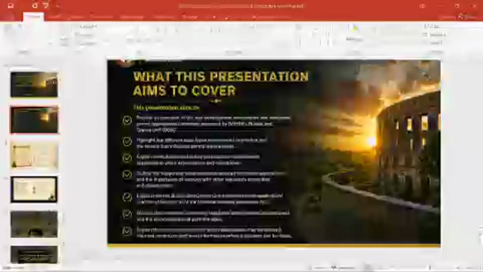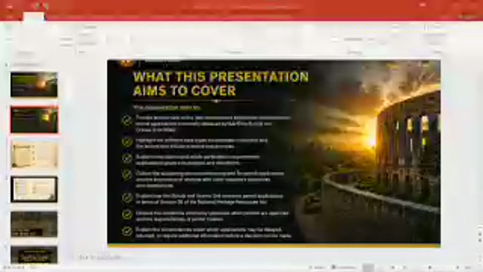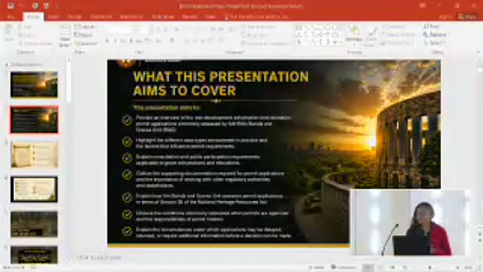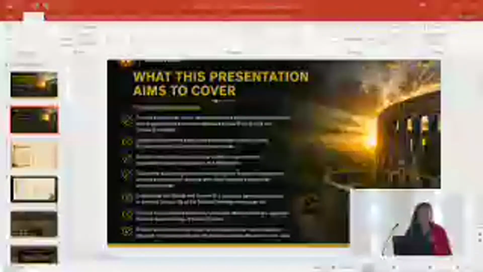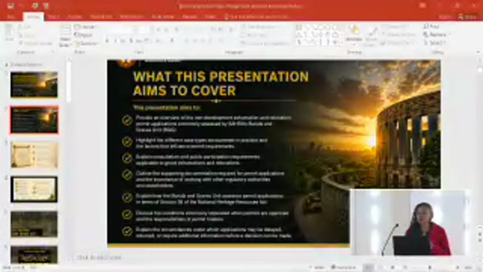As you can see on screen, these are the objectives that I'll be aiming for. I'll be giving you an overview of the types of cases that we deal with in terms of exhumations and relocations within our unit. And I'll also be looking at the different requirements that we have in terms of the different cases and the processes that go with them.